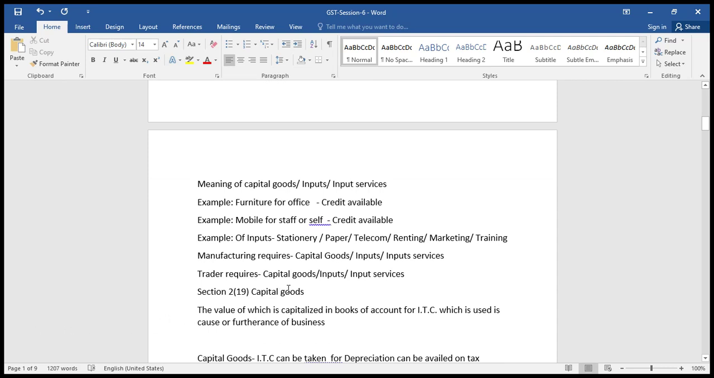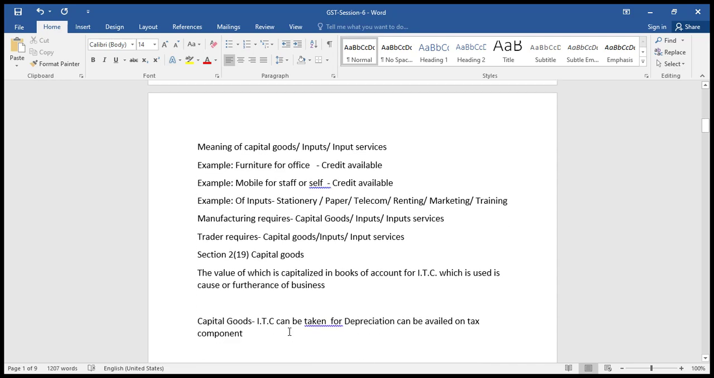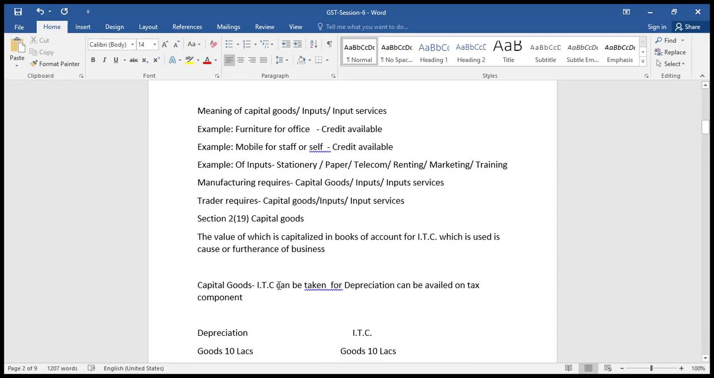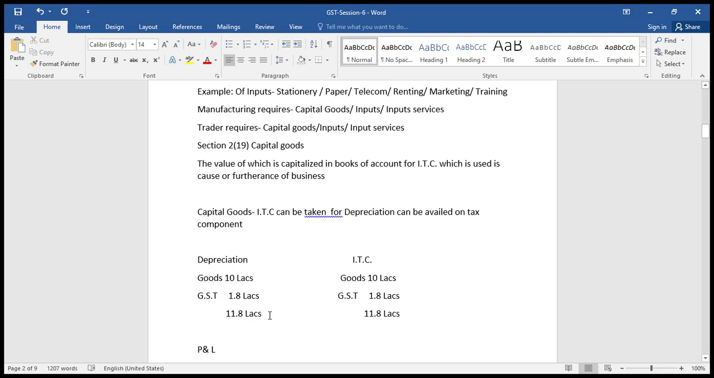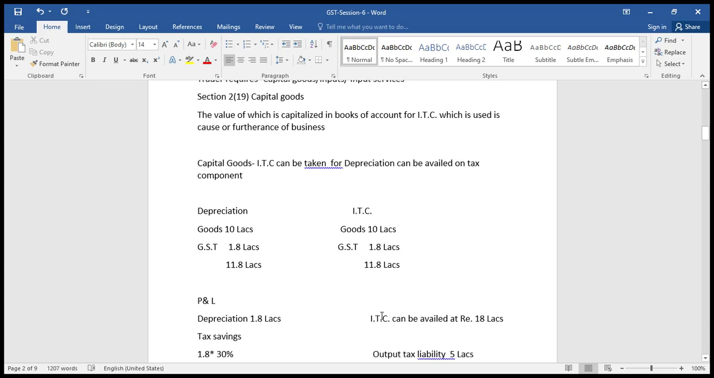Section 2(19), capital goods: goods the value of which is capitalized in the books of accounts, and which are used in the course or for furtherance of business. For capital goods, ITC can be taken, or depreciation can be claimed, but ITC can be availed on the tax component. Depreciation: goods 10 lakhs, GST 1.8 lakhs, total 11.8 lakhs. ITC: goods 10 lakhs, GST 1.8 lakhs, total 11.8 lakhs.